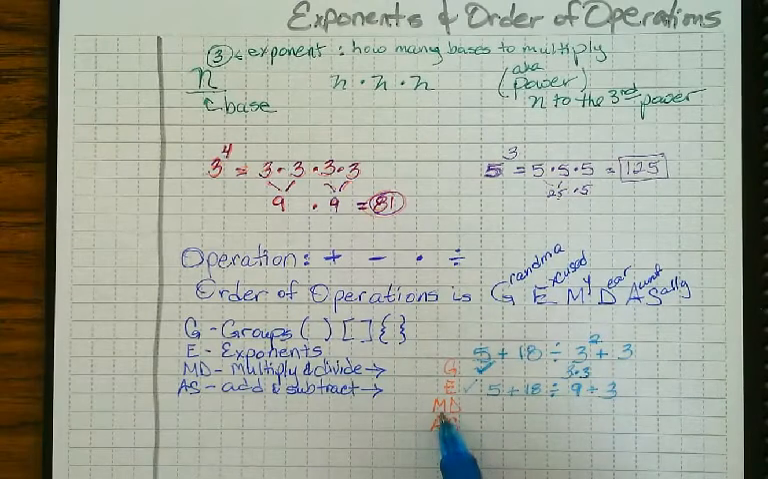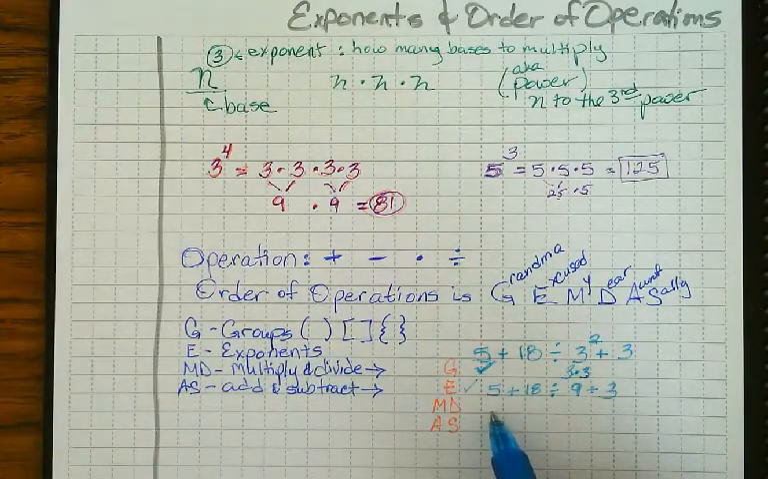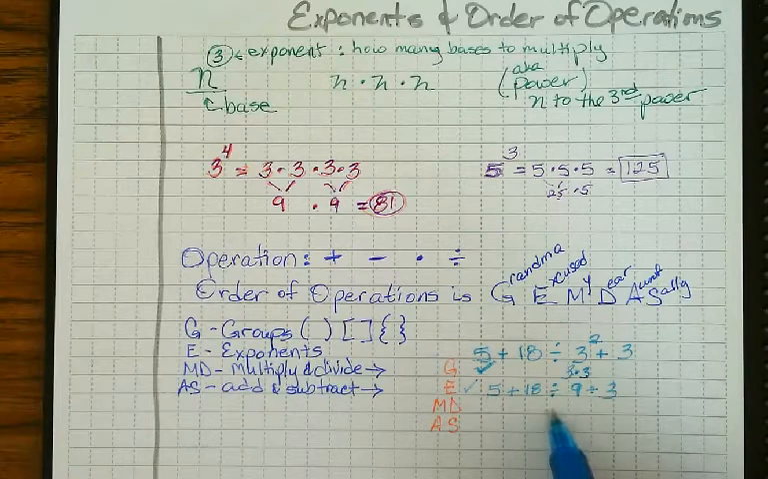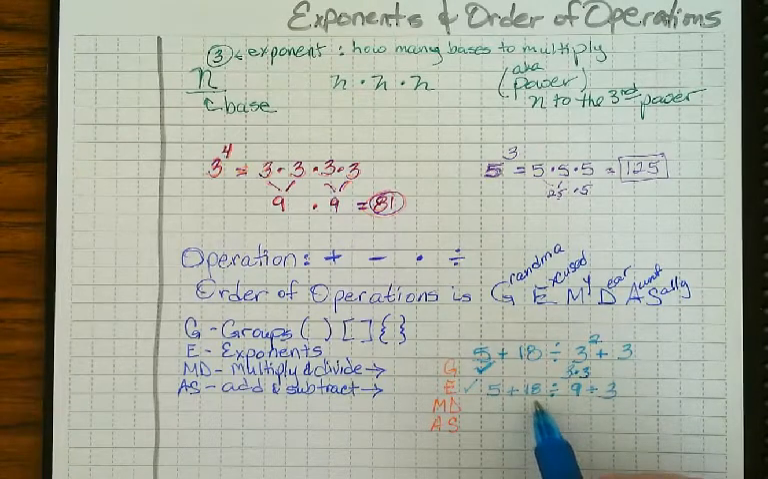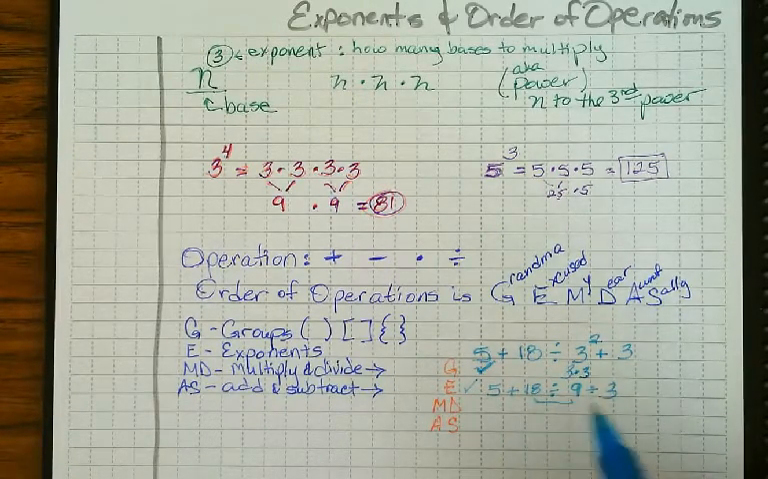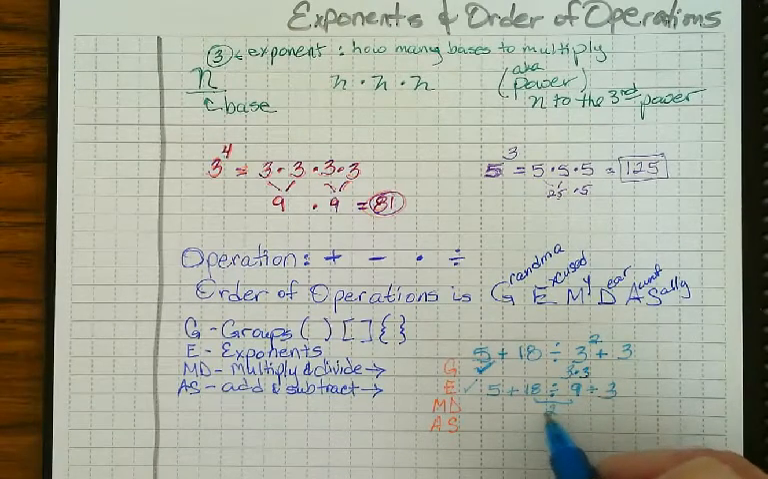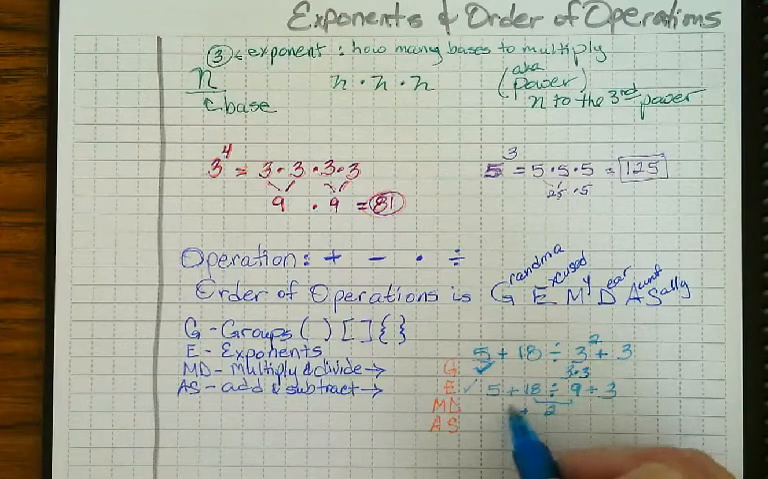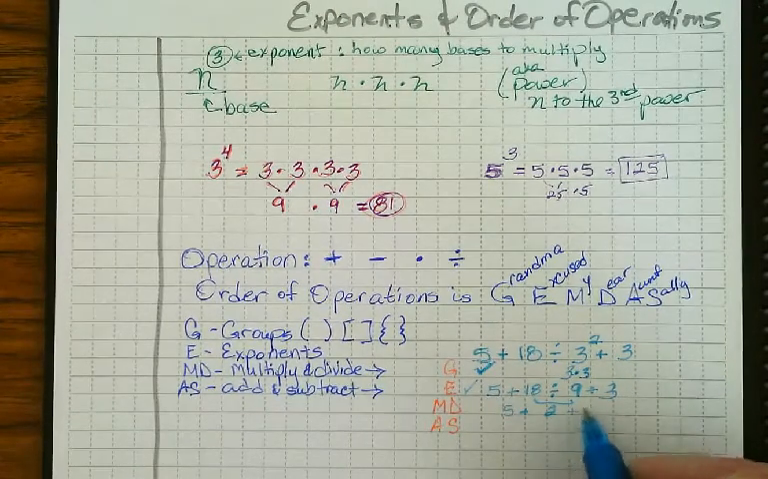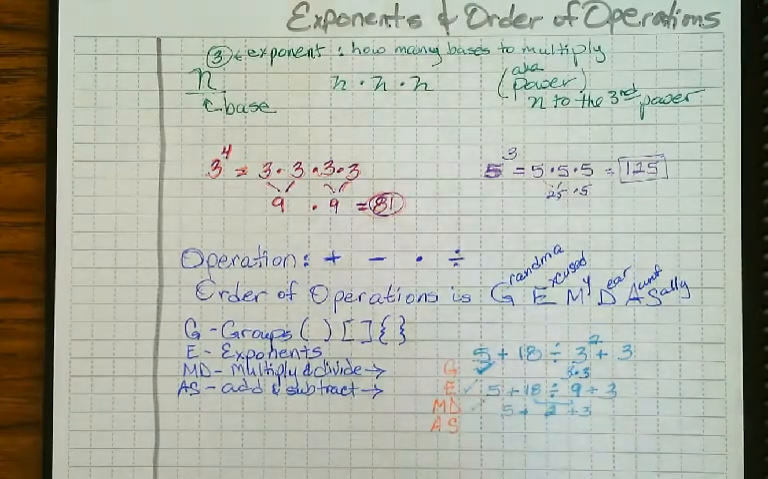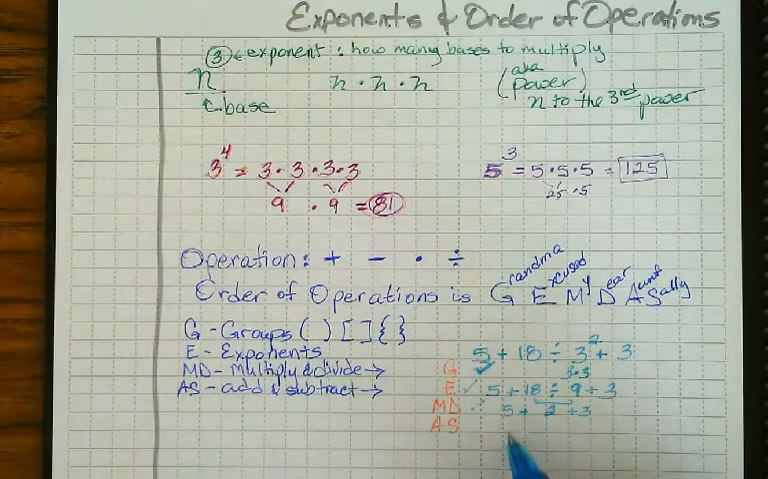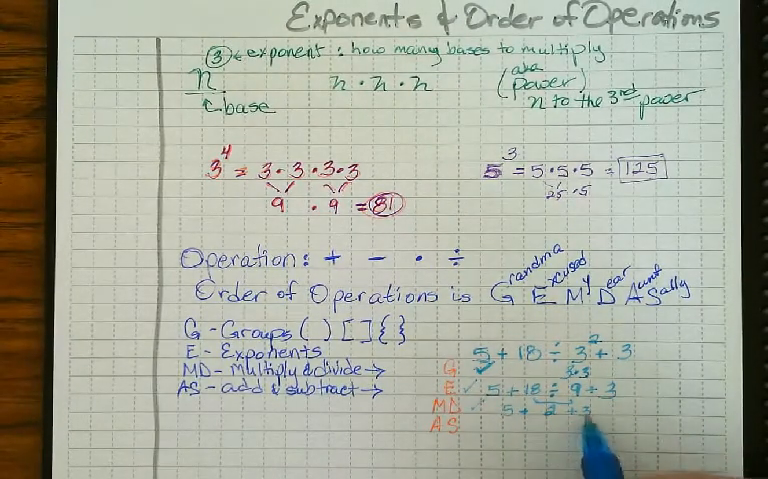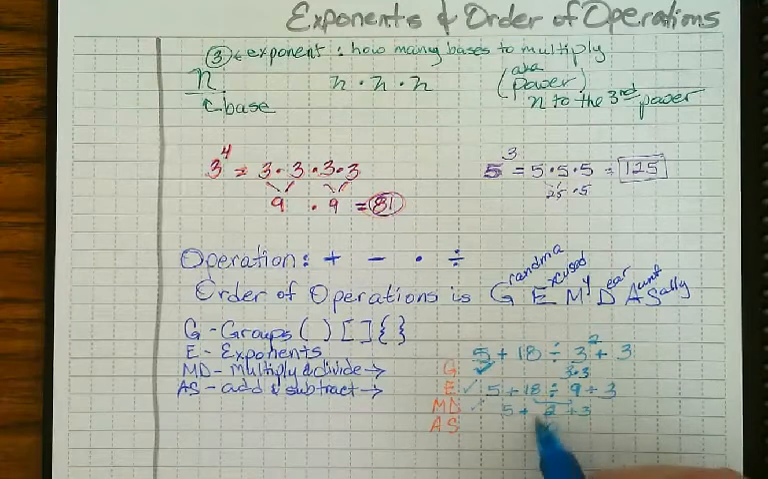Now we're going to do any multiplying and dividing. So 5 plus 18, nope, oh, there's a division. So 18 divided by 9, well, that's a 2. And there's no others, so we do this, plus 5 there and plus 3 there. Check. Multiply and divide is done. And now 5 plus 2 is 7, plus 3 is 10, and there's our answer.